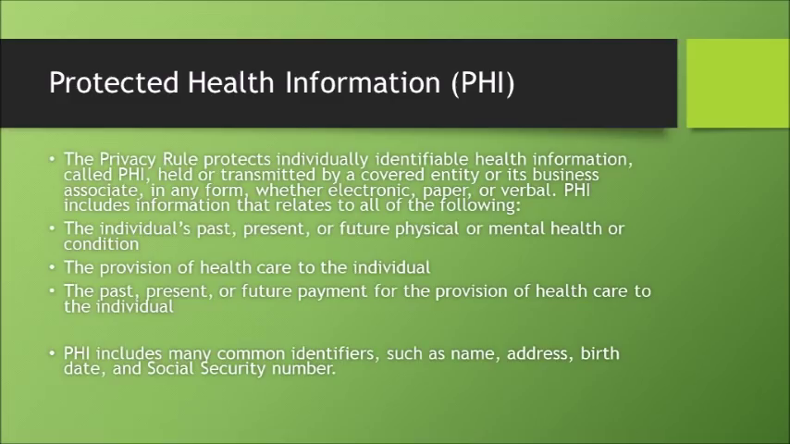Protected health information. The Privacy Rule protects individually identifiable health information called PHI, held or transmitted by a covered entity or its business associate in any form, whether electronic, paper, or verbal. PHI includes information that relates to all the following: the individual's past, present, or future physical or mental health or condition, the provision of health care to the individual, the past, present, or future payment for the provision of health care to the individual. PHI includes many common identifiers such as name, address, birth date, and social security number.